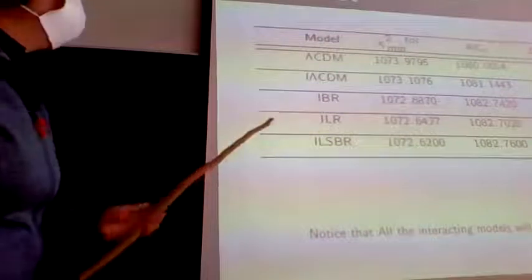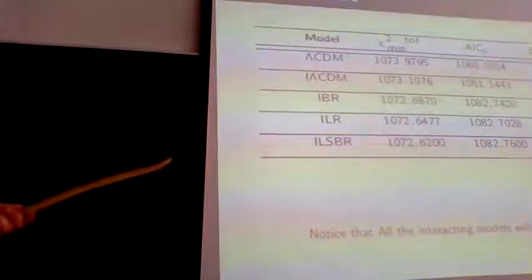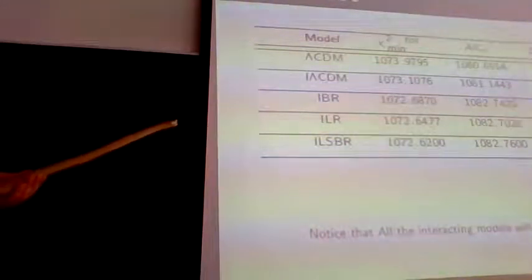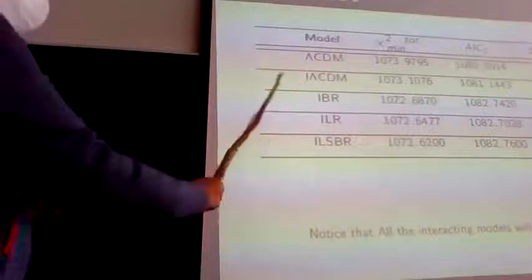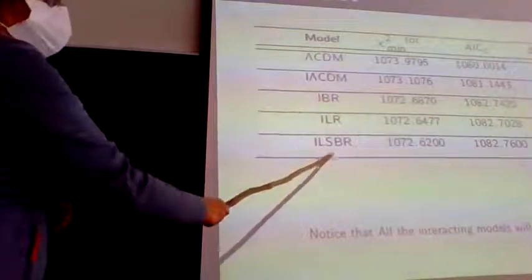Well, if we compare the different models with lambda CDM, the interaction lambda for dark matter, literally going to the CDM of the liquid. So here are the different fits. And the most important table, I think, is this one. So which one is preferred? The one that is preferred in this case, aside from interaction lambda for dark matter, is this one here.